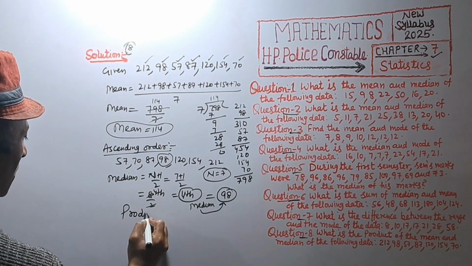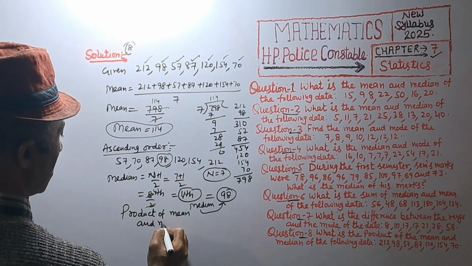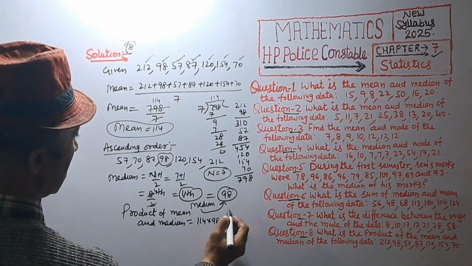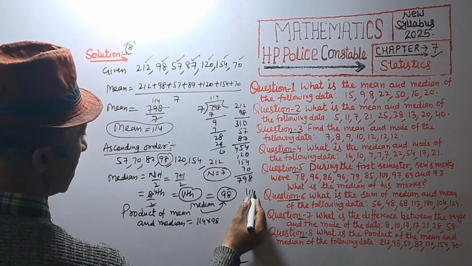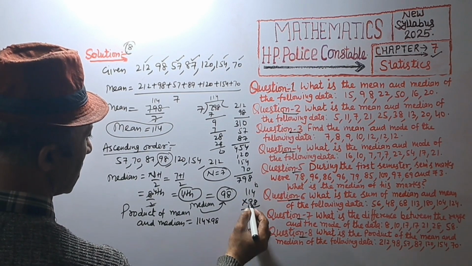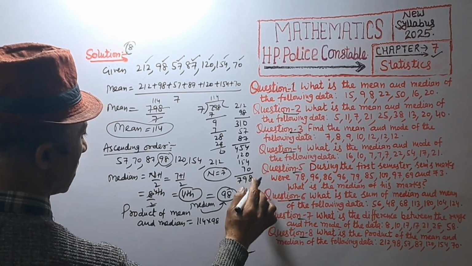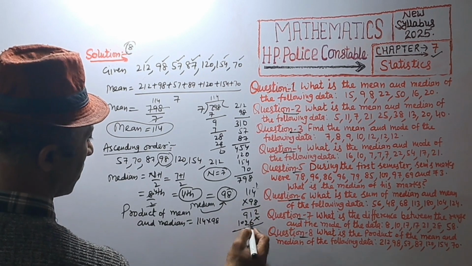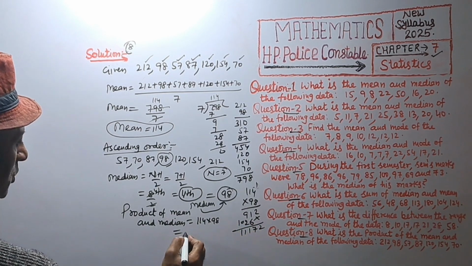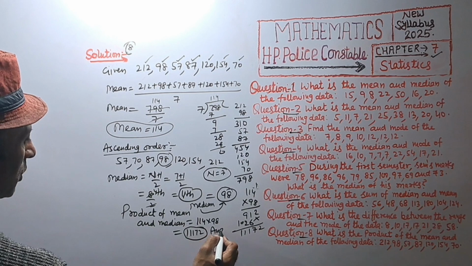Product of mean and median, that is 114 into 98. 8 fours are 32. 8 ones are 8 plus 3, 11. 1 carry. 8 ones are 8 plus 1, 9. 9 fours are 36. 3 carry. 9 ones are 9 plus 3, 12. 1 carry. 9 ones are 9 plus 1, 10. 2, 7, 11, 1, 1. So product equal to 11172. Answer.